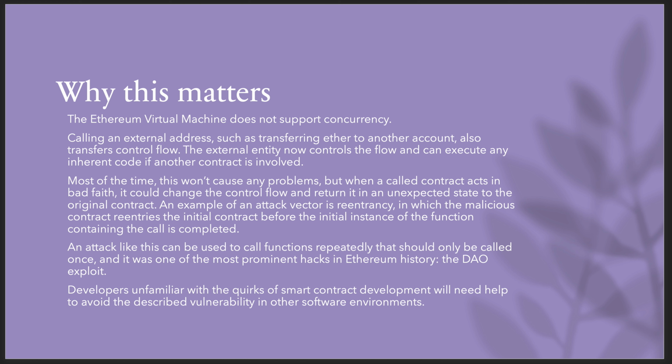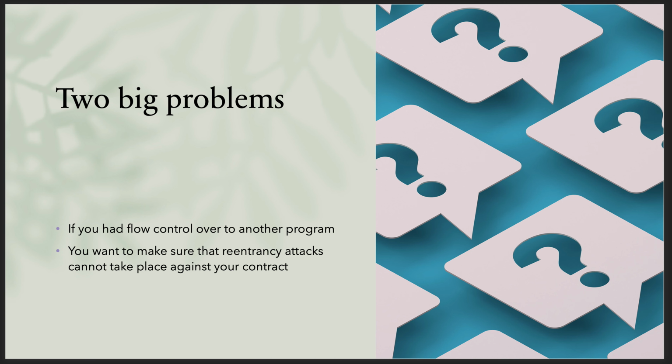Now, this is a really common thing. If you take a look at the attacks listing, this is basically used to call functions repeatedly that should only be called once. We've seen it in the real world, in the DAO exploit. So if you're unfamiliar with smart contract development, this is one of those things that's really good for you to know about, especially as it's not always something programmers are used to in other software environments.